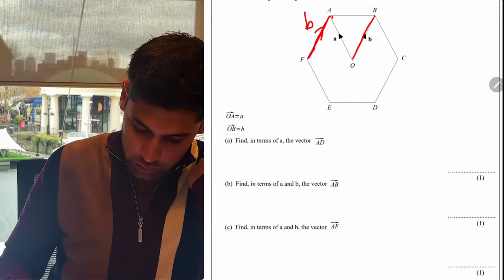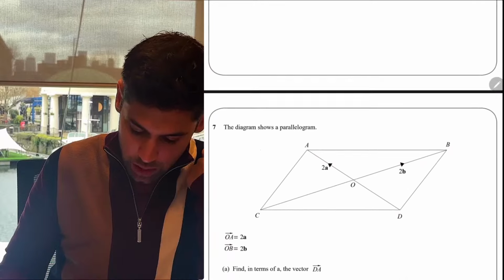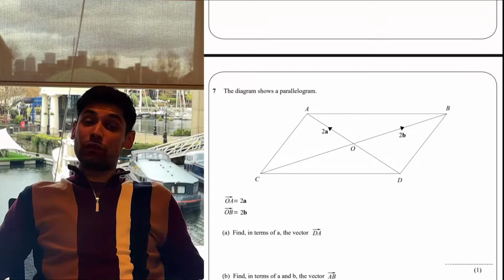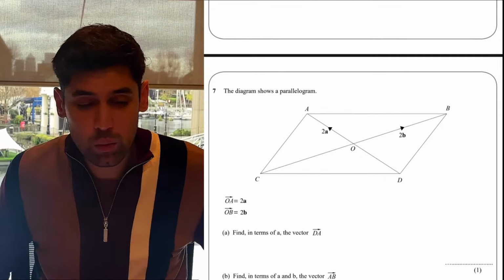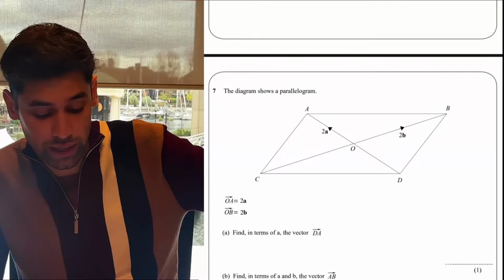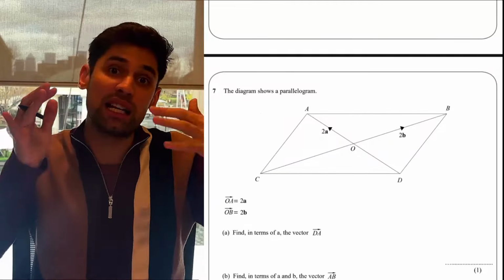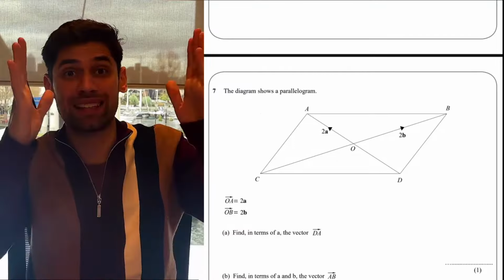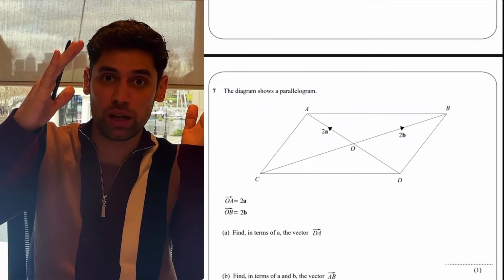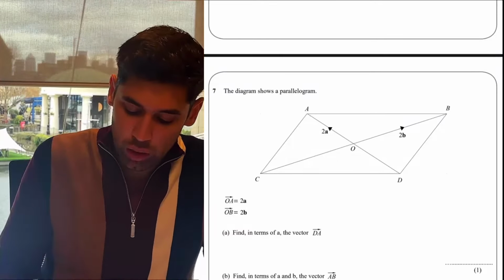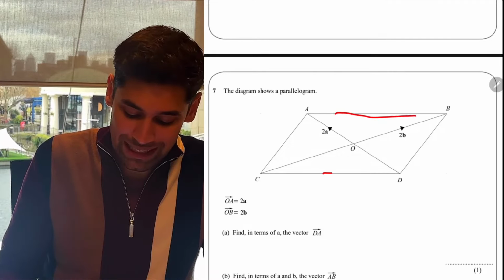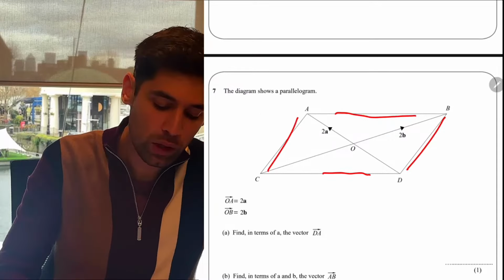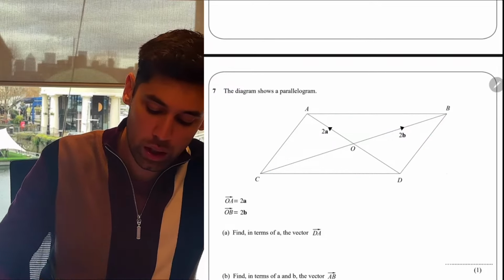Let's scroll on down to the next one. Parallelograms. They love parallelograms in vectors. They love triangles and parallelograms. The reason why a parallelogram is so important in vectors is because the opposite sides of a parallelogram are exactly the same. Same as a rectangle. A parallelogram is basically a rectangle that's sort of leaning to one side. So AB is going to be exactly the same as CD, and BD is going to be exactly the same as AC. So that's really helpful for parallelograms.